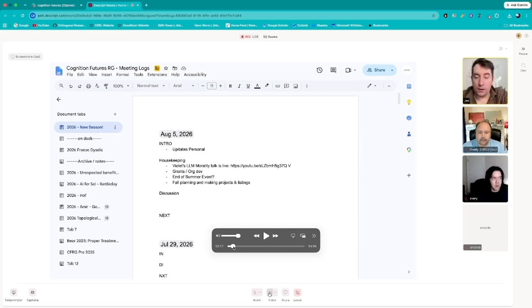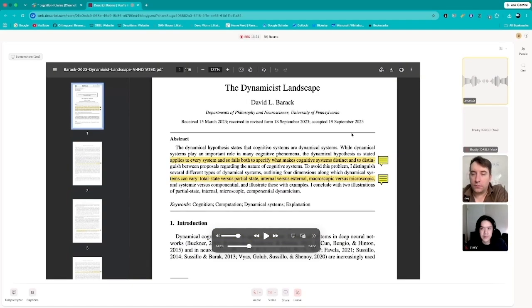And what this paper argued was that there are different forms of dynamical systems that distinguish, say, cognitive dynamical systems from other types of dynamical systems. Here's the paper, The Dynamicist Landscape. So if you're talking about cognition as dynamical systems, that can mean that any dynamical system could be cognitive. And of course, that's not true. You need to distinguish between different types of cognitive systems and which ones of those are consistent with cognition.